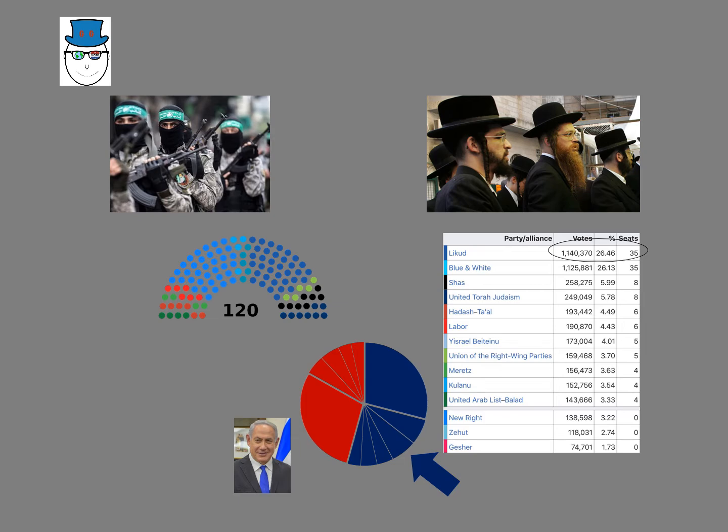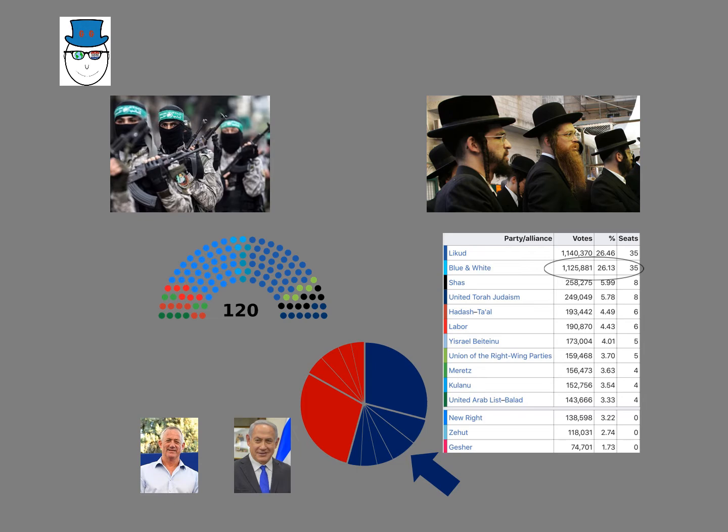If Netanyahu couldn't form a coalition before May 29, then President Rivlin would choose a new party leader to form a coalition. This would have likely been Blue and White leader Benny Gantz, Netanyahu's main rival, whose party came in a very close second place.